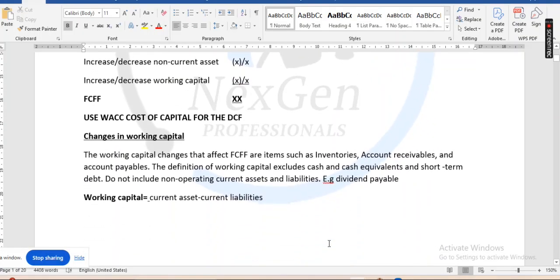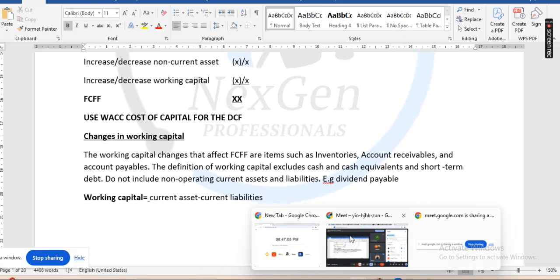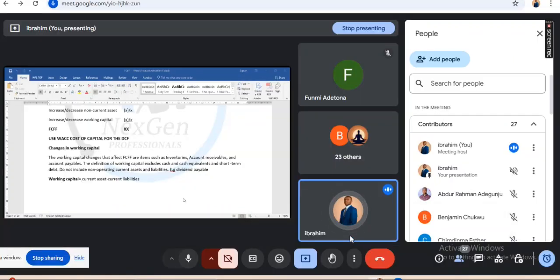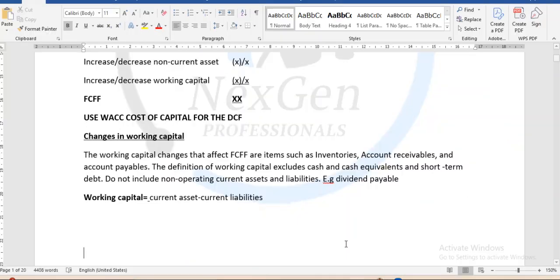And don't forget, your change in working capital is what you use in running the business, which is the current asset minus current liability. Current assets exclude cash, while current liabilities exclude short-term debt or anything that has to do with dividend payable. It is not part of your current liability. You exclude it, which we've already explained in our previous lecture.